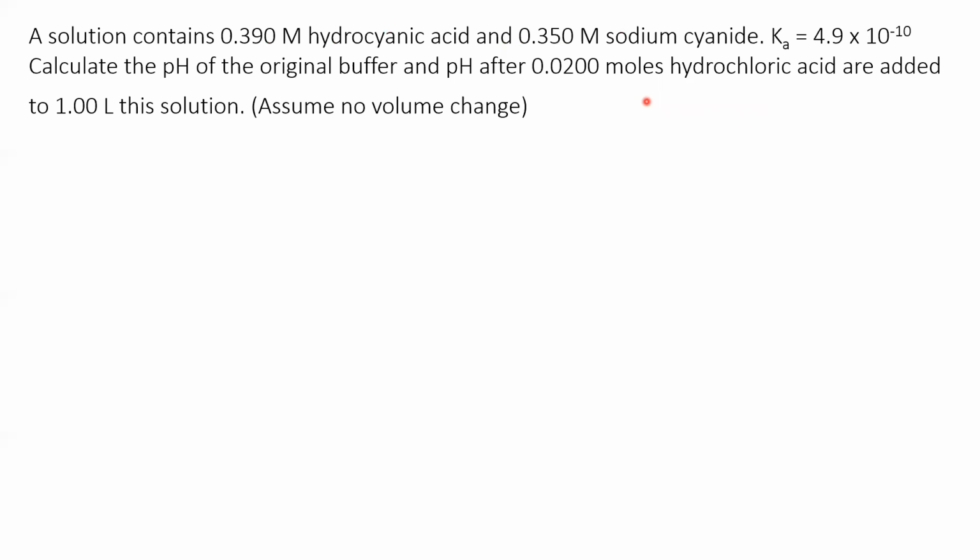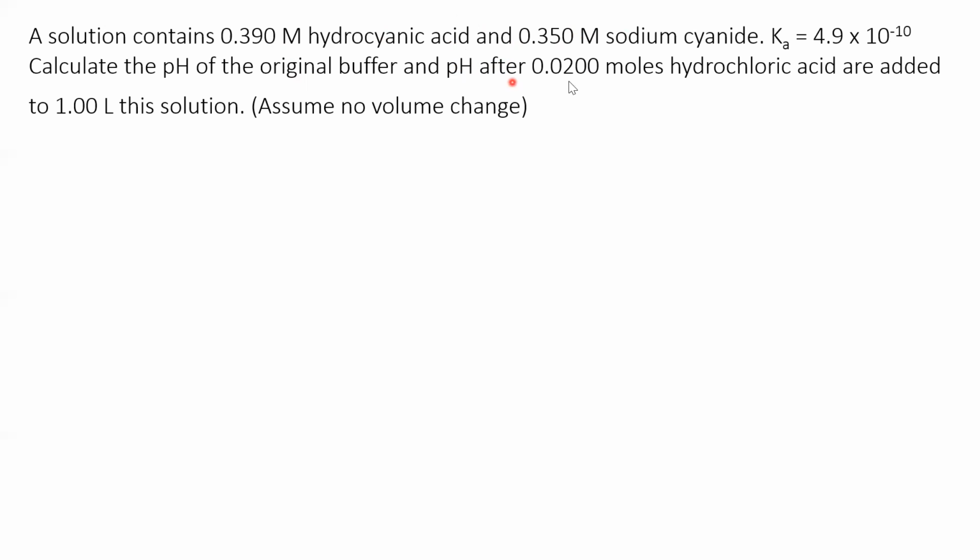So let's look at a question. We have a 0.390 molar hydrocyanic acid solution that also has 0.350 sodium acetate. So I have a weak acid and a salt of its conjugate base, so I have a buffer solution. It gives me the Ka for hydrocyanic acid is 4.9 times 10 to the minus 10. I want to first calculate what the pH of this buffer solution is. And then I'm going to add some concentrated hydrochloric acid to it. How is that going to affect the pH of the solution?